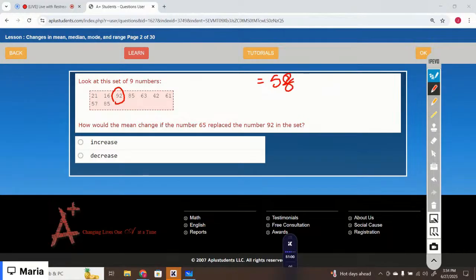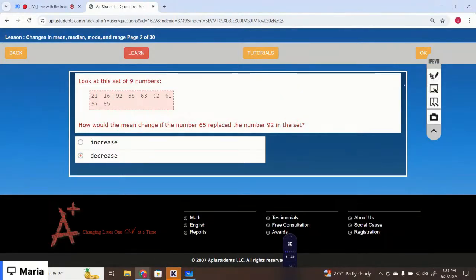So when you calculate the mean with the numbers given, it is 58. Now let's replace it with 65: 21 plus 16 plus 65 plus 85 plus 63 plus 42 plus 61 plus 57 plus 85. 495 divided by 9, that would be 55. So if you replace a number with another number, the mean changes.